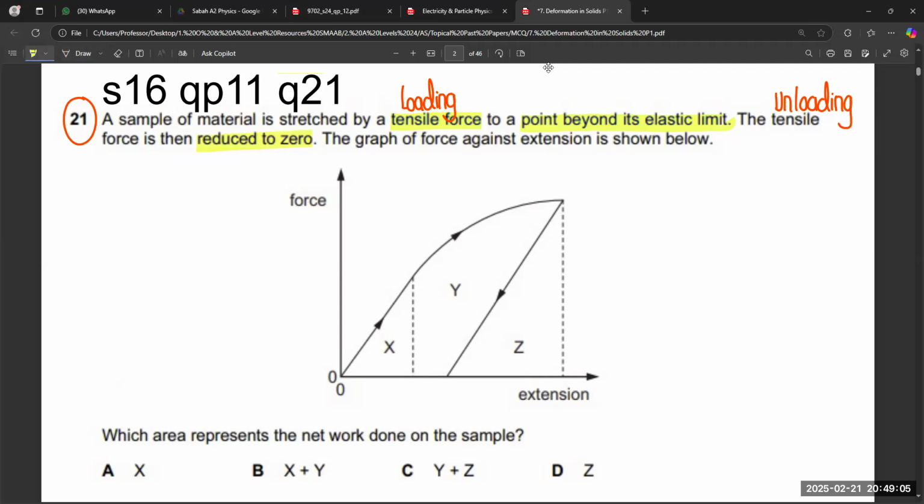The graph of force against extension is shown below. So this is the graphical representation given. Which area represents the net work done on the sample? So we need to find out the value of work done, like the total work done on the sample. This is the concept of loading and unloading we already identified, because it is mentioned that first we increase the force and then we decrease it back to zero. And now we need to represent the net value of the work done.